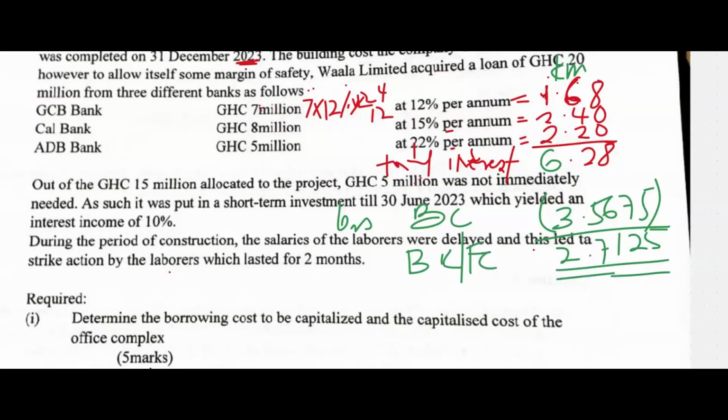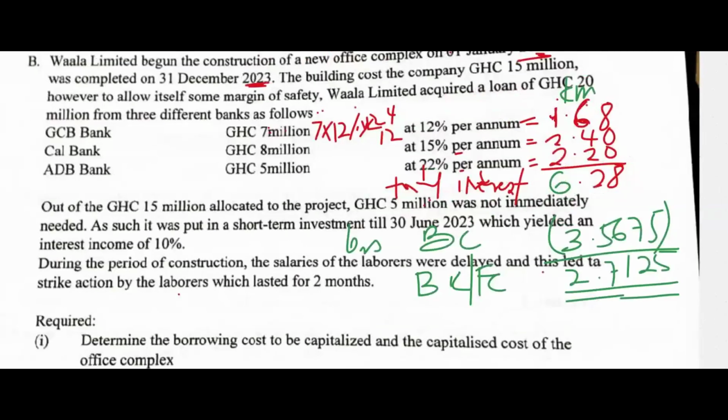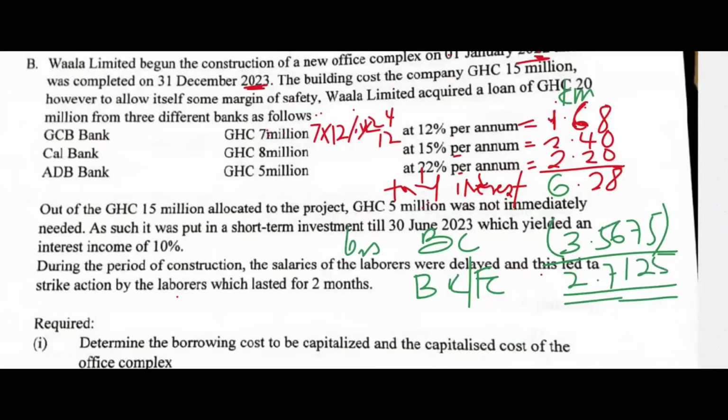So we must acknowledge the 2-year construction phase. The first one we made it 12% times 7, and it was times 12 over 12. But it should be 24 over 12 because it's taking 2 years per annum and for 2 years. Class, are we good? We are done. It's as easy as that. So that's all that you should know about borrowing costs.